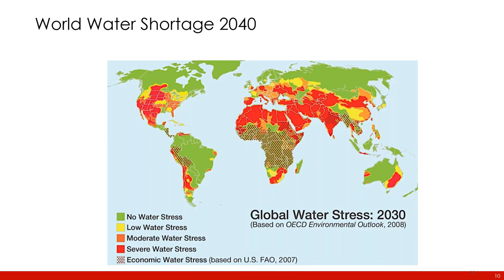This is the projected global water stress for 2030. I think it says at the top 2040, but the slide is for 2030. I think there is an updated 2040, and probably the picture is even more bleak, showing a great segment of the world with severe water stress, and some areas of the world where the water stress is so severe that it has a negative impact on the economy.